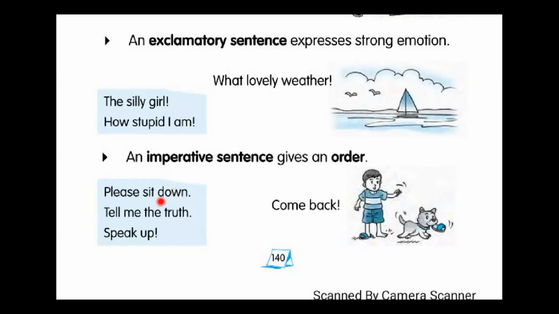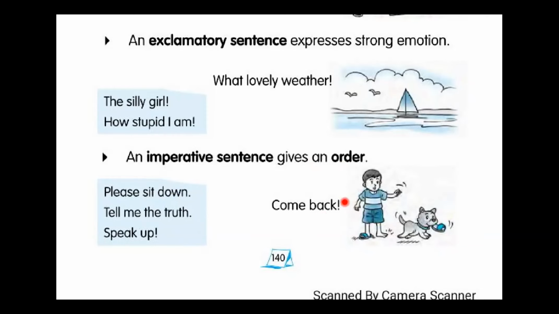Okay, now see, an imperative sentence gives an order. Please sit down. Tell me the truth. Speak up. Come back. Here we are giving orders. Go fast. Go and get me the chair. You are giving a command, giving someone an order. So that is nothing but an order.